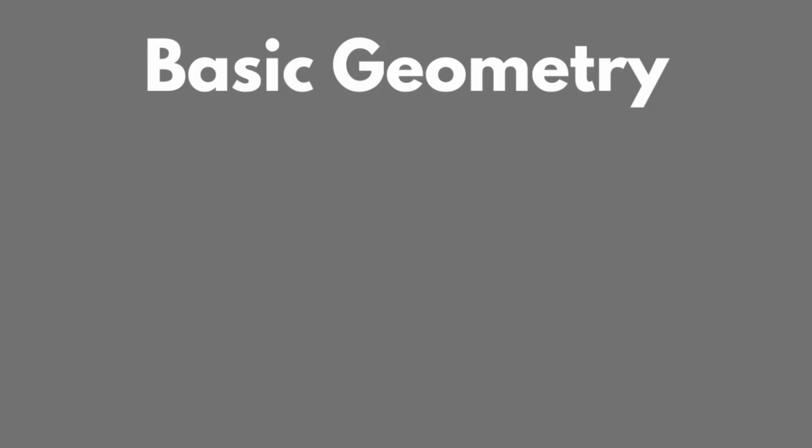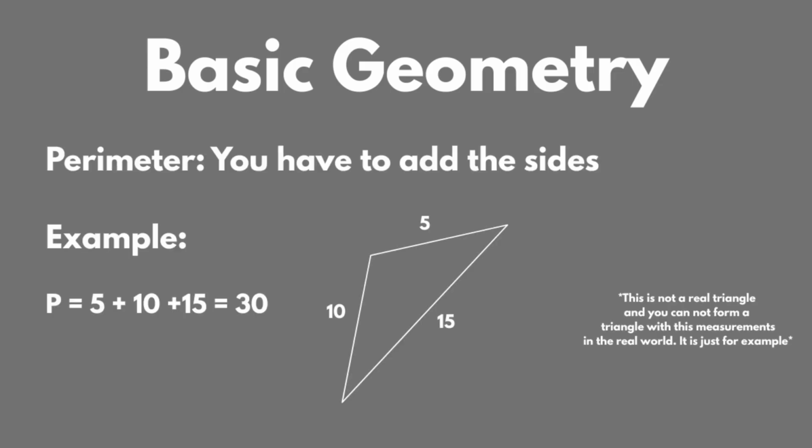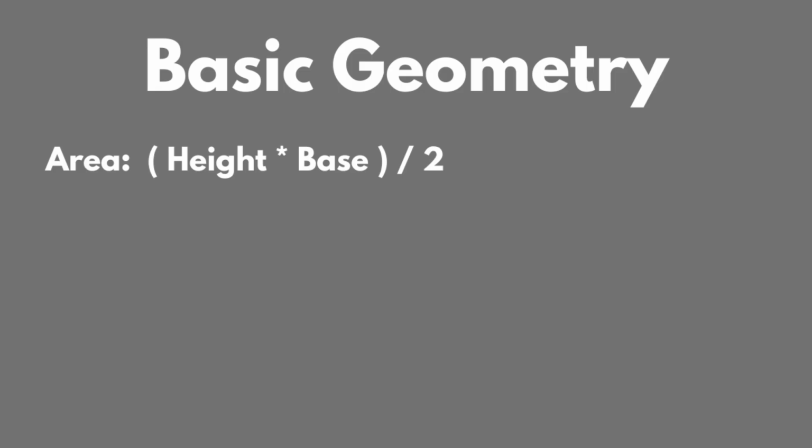Now that we have looked at the meanings, let's get into the basic geometry of triangles. Perimeter. To find the perimeter of a triangle, you must add the length of the three sides. Area. In order to find the area of a triangle, you have to use a formula. Height times base divided by 2.